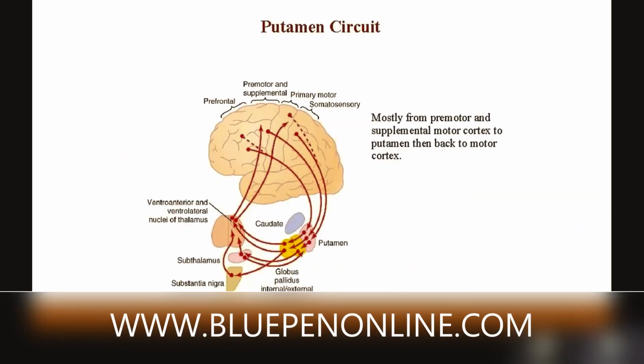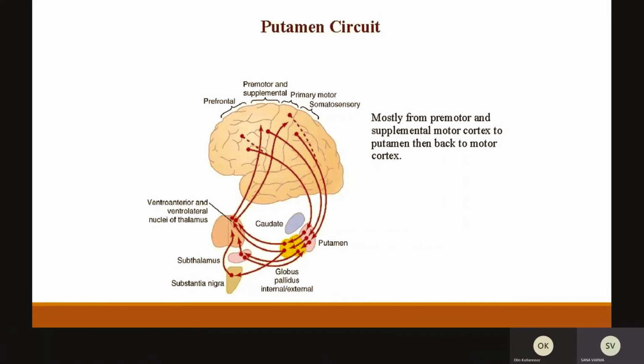Is it clear? Mainly it goes just through the putamen, globus pallidus, and the ventral thalamic nuclei back to the cortex. Cortex, especially, you have to mention that it is to the premotor as well as the primary motor area.